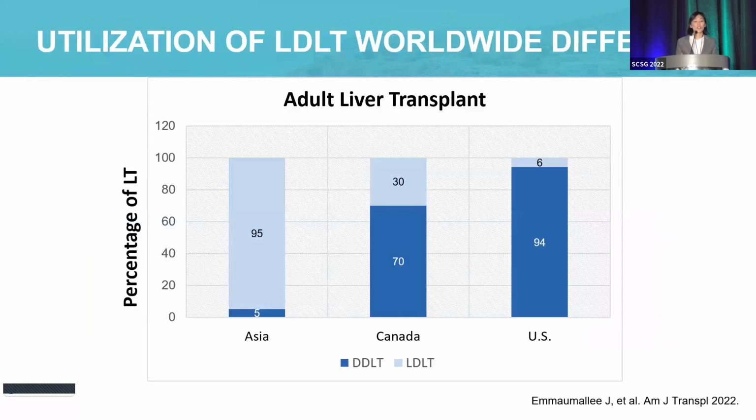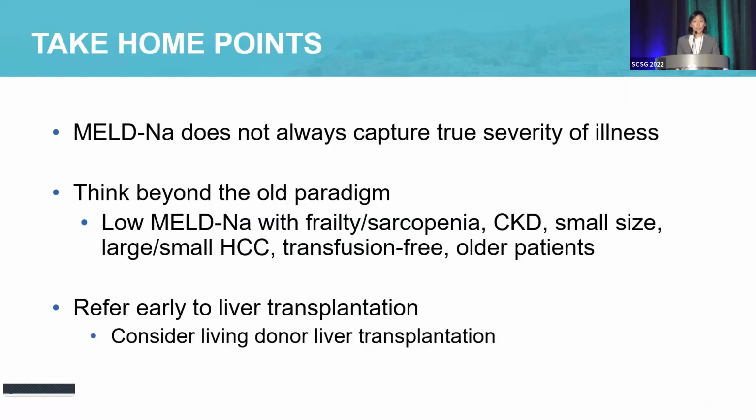But utilization of LDLT worldwide really differs. You can see in this map, when you look at the number of LDLTs on the y-axis and the different countries and continents on the x-axis, that in the US we're doing about 6% LDLT out of all transplants, whereas in Asia it's 95%. And Canada really has a mix, so utilization across the world is quite different.